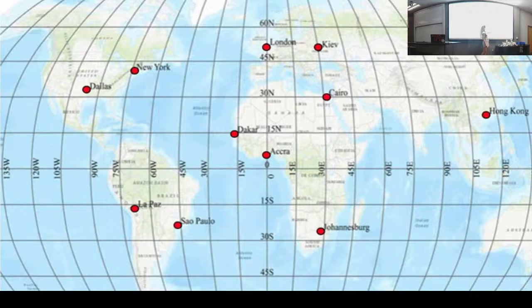For longitude, it looks like it's just off of this 30-degree east line. It's a little bit forward, so I'm going to say it's 31 degrees east. So Cairo's coordinates are 30 degrees north and 31 or 32 degrees east.